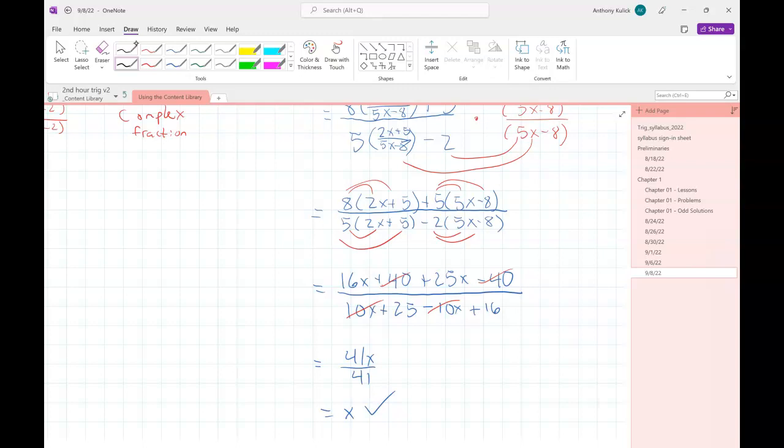Everybody okay there? That's pretty cool. That's kind of algebraically as difficult as these get. I'm going to still do a couple more examples, but I think this one is the worst algebraically.